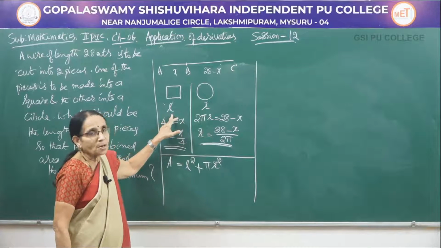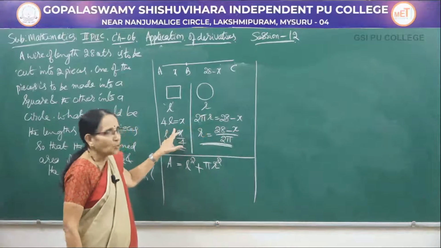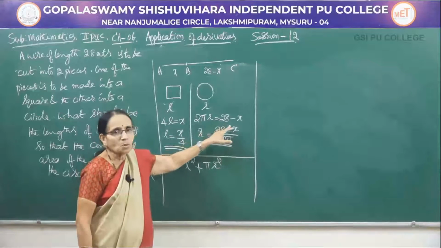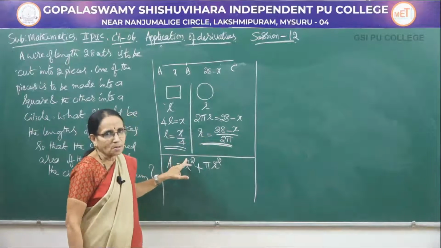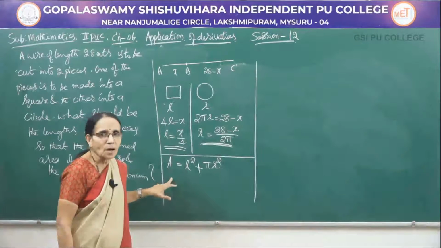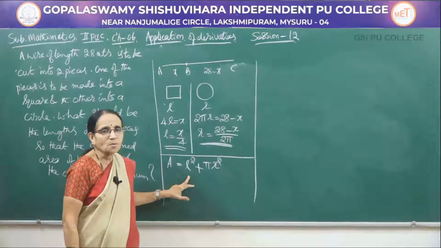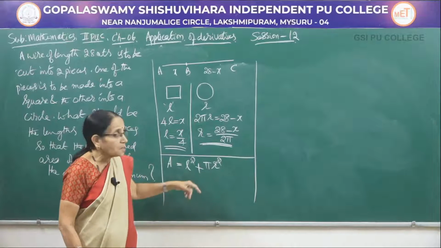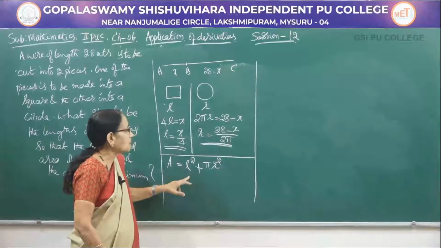Let L be the side of the square, R be the radius of the circle. Therefore, the perimeter 4L equals x. Therefore, the circumference 2 pi R equals 28 minus x. Hence, R would be this and L would be this. Next, let A be the combined area of the square and the circle. Therefore, A equals L square, which is the area of a square, and pi R square, which is the area of the circle. Now, L and R you have to replace here.